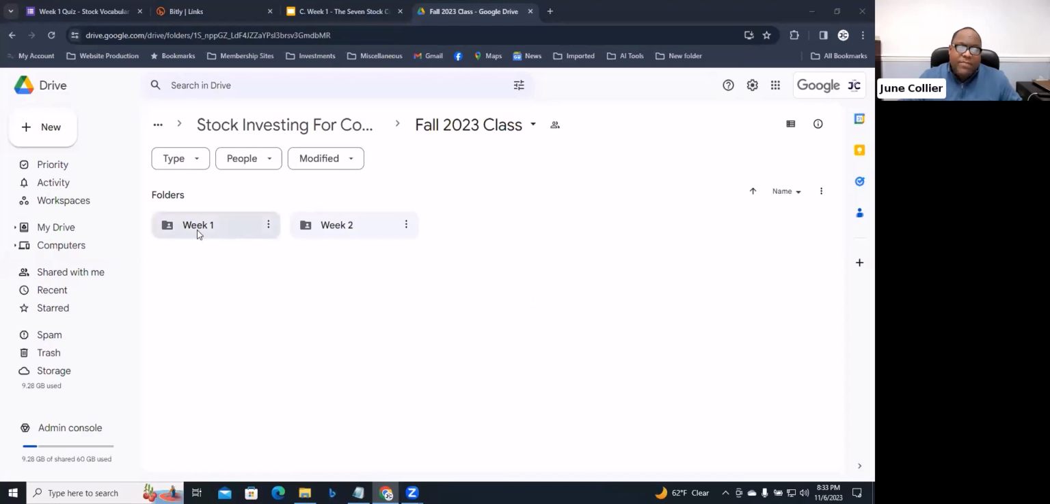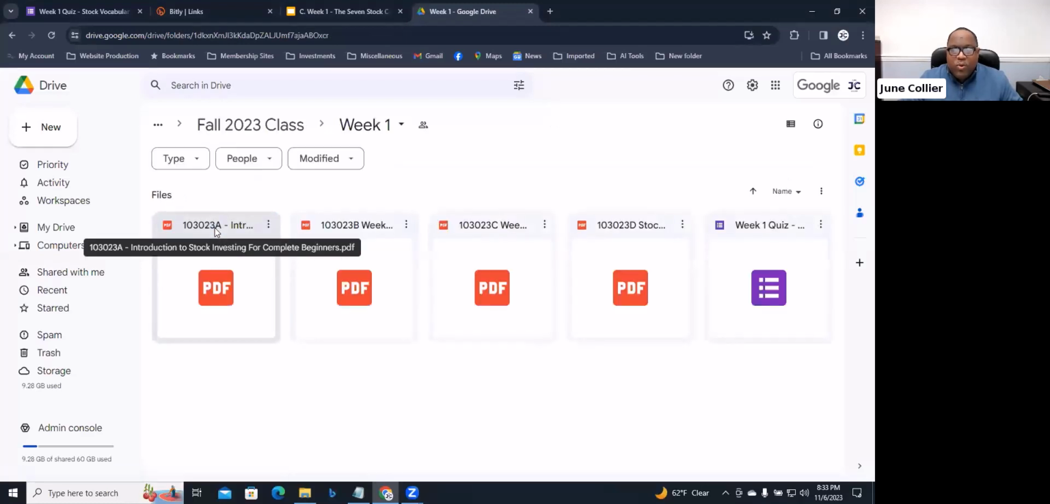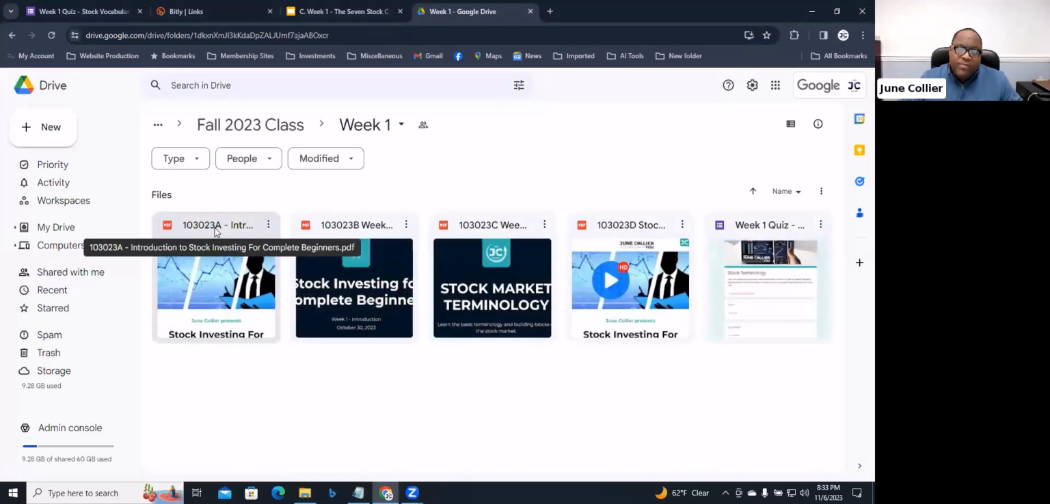And inside of that folder, you're going to see week number 1. Inside of week number 1, I've given you all of the documentation that you need for the week. I did it in alphabetical order. So A, B, C, D, and then the quiz. So you know to look at this first, this second, third, and then fourth. So all you got to do is just go in here.